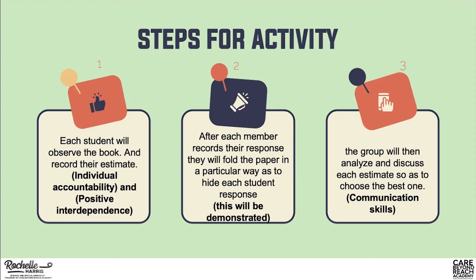So here's the activity that they'll do in groups. Each student will observe the book. They're working together, but they each have to observe the book independently. They record their estimate. What is it that they believe the length of the book to be? That is the individual accountability. So each member in the group has to participate. And then, of course, the positive interdependence is that they can share and work with each other.